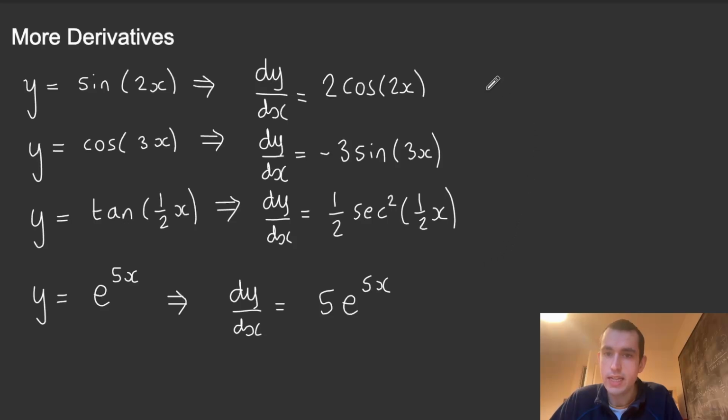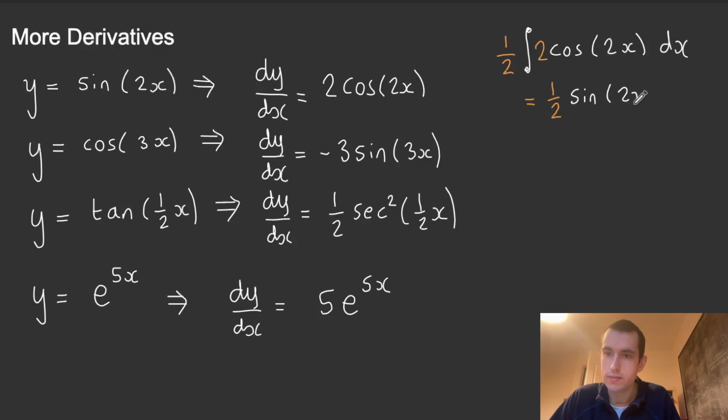This will help us work out any integral of the form cos with a constant times by x, or sine with a constant times by x. What would the integral of cos of 2x be? Well, if there were a 2 here, we'd know this integral, it would be sine 2x. But we can't just put a 2 there because it would change the question. But if we put a half on the outside, we're all good. Half times 2 is 1. We've not changed anything. But now we know the answer to be 1/2 lots of sine 2x.